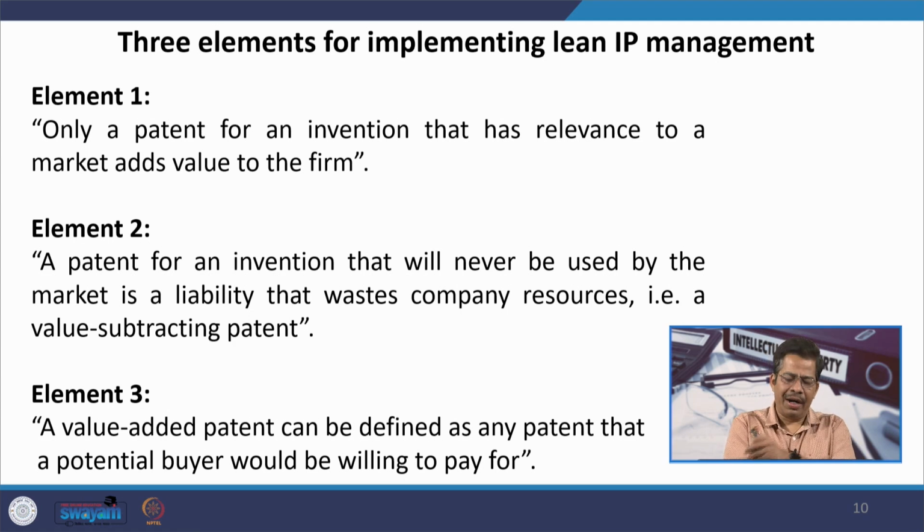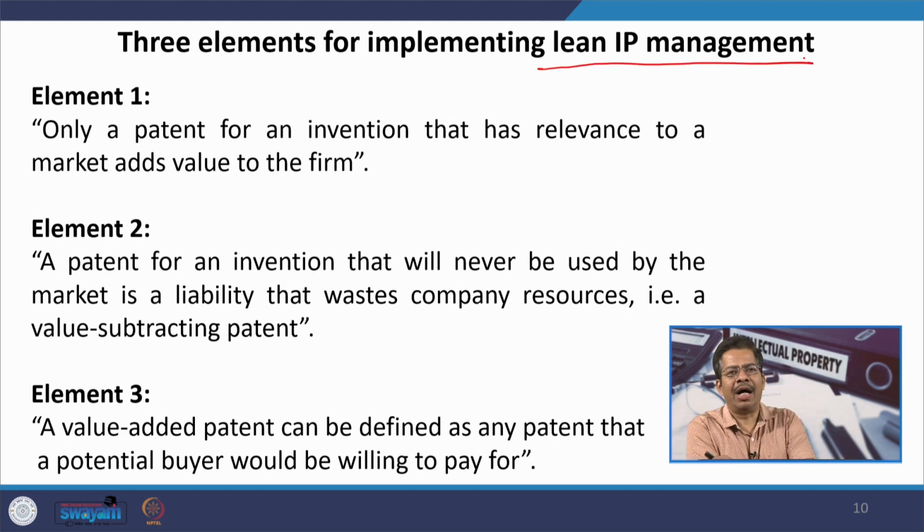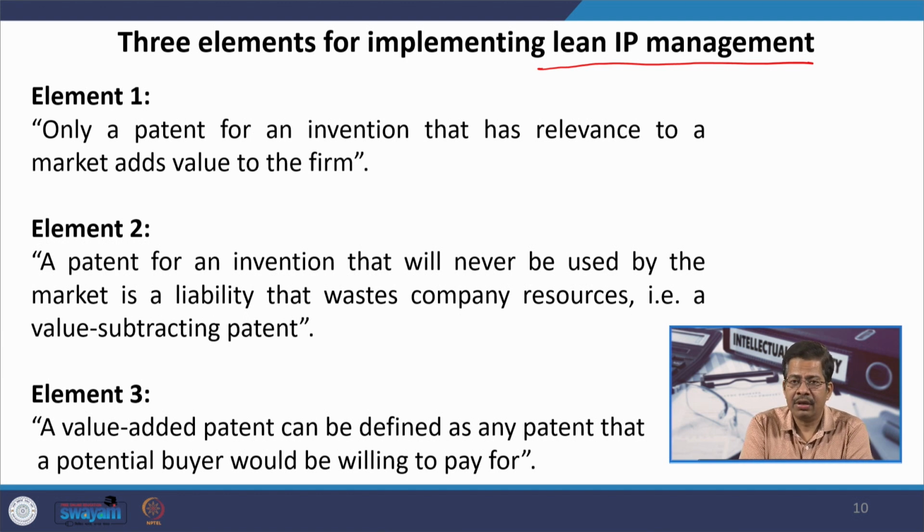So, after understanding all these things, if I say implementing lean in the IP portfolio, there are three very important elements which we can now summarize. Only a patent for an invention that has relevance to a market adds value to the firm. This is one important outcome of this discussion: a patent which is adding value to the firm is to be kept in your IP portfolio.